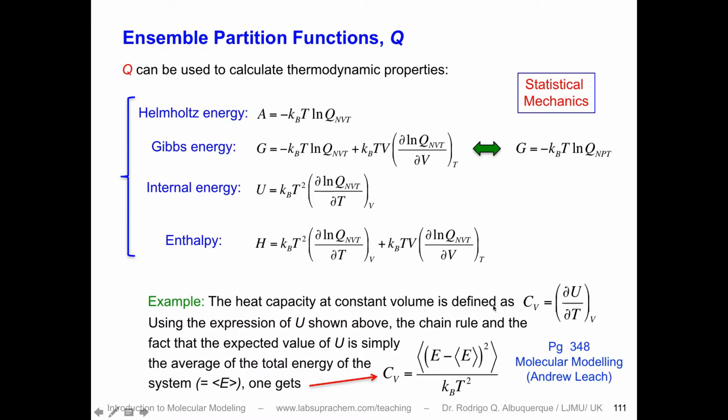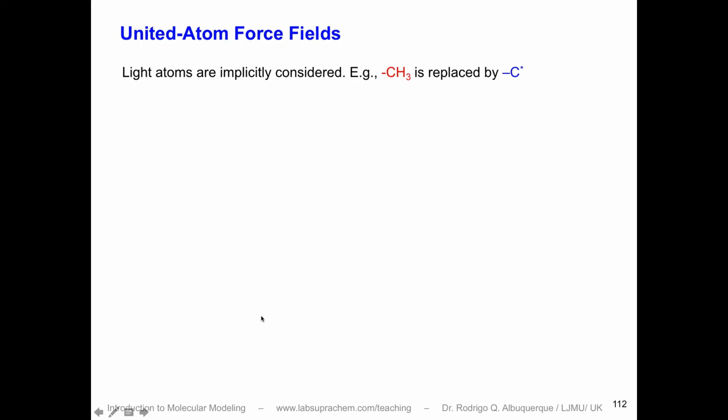But many such properties can be derived just based on the partition functions and on the expressions for different energy terms. Many force fields use the so-called united atom approach. In this approach, light atoms are implicitly considered. For instance, we have hydrogens here in this methyl group, and these hydrogens just disappear, but they are still implicitly considered inside this new atom.